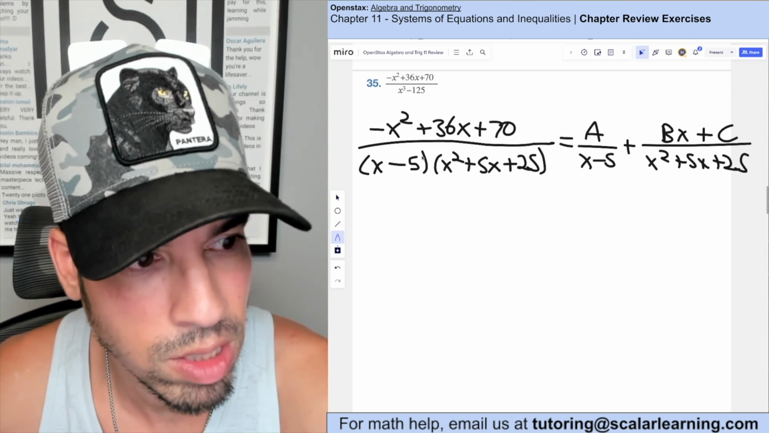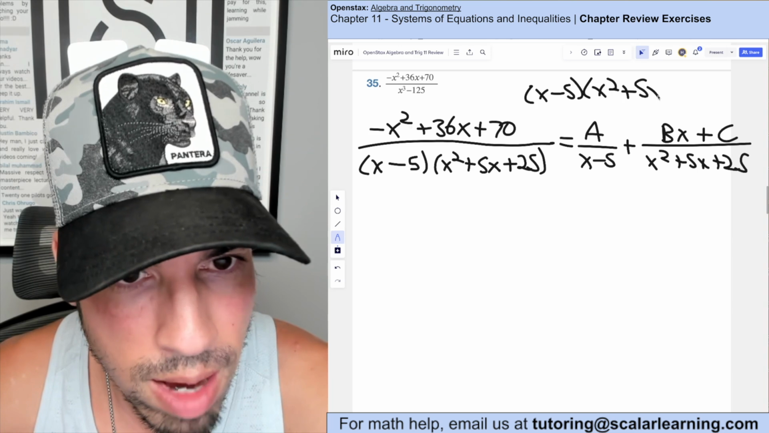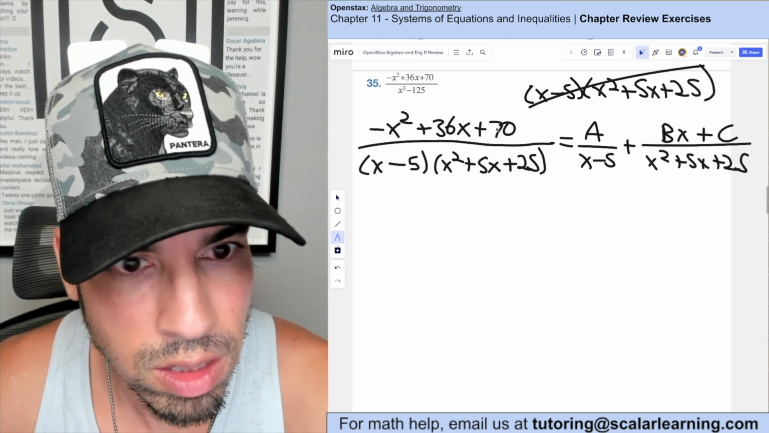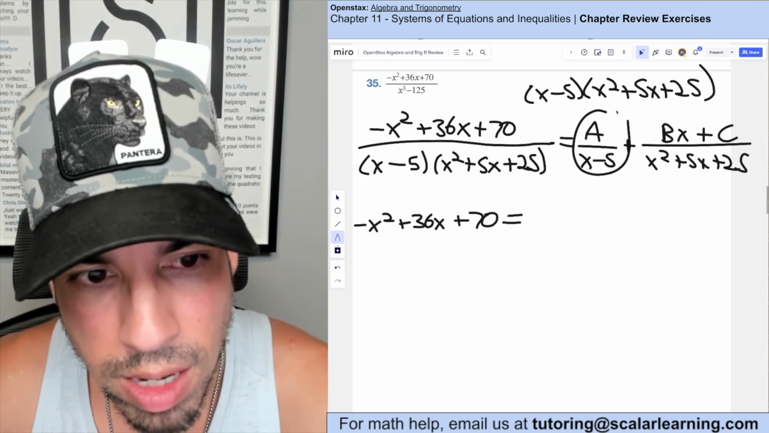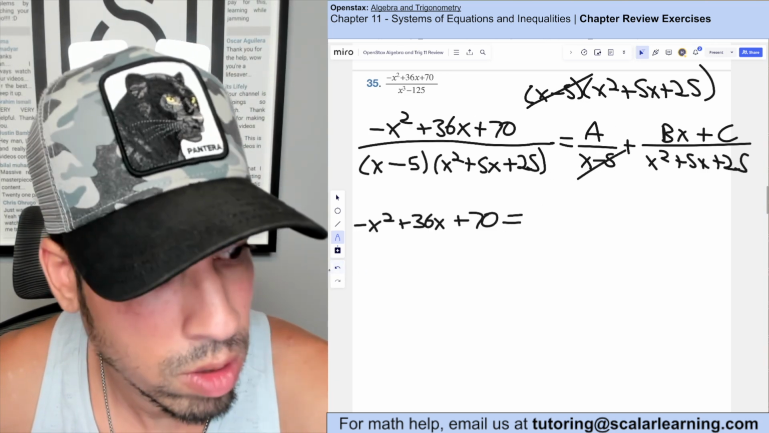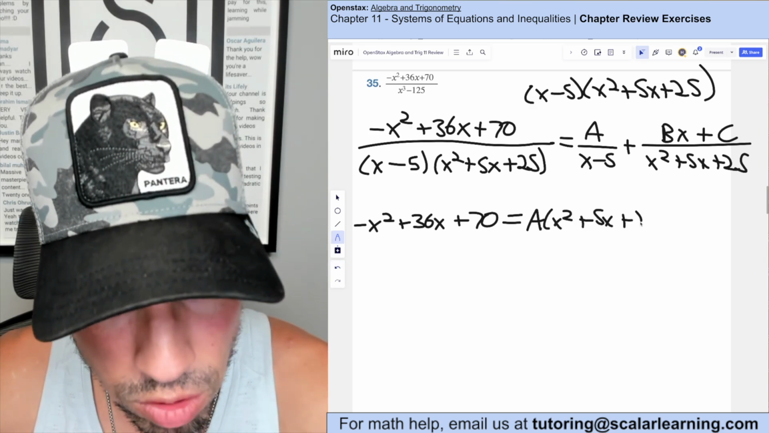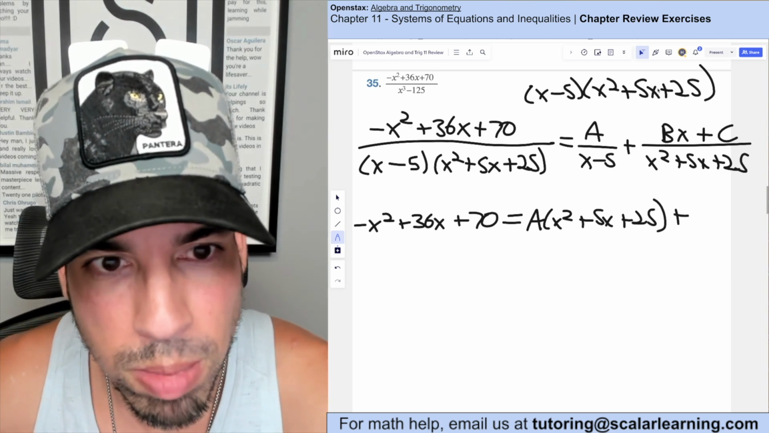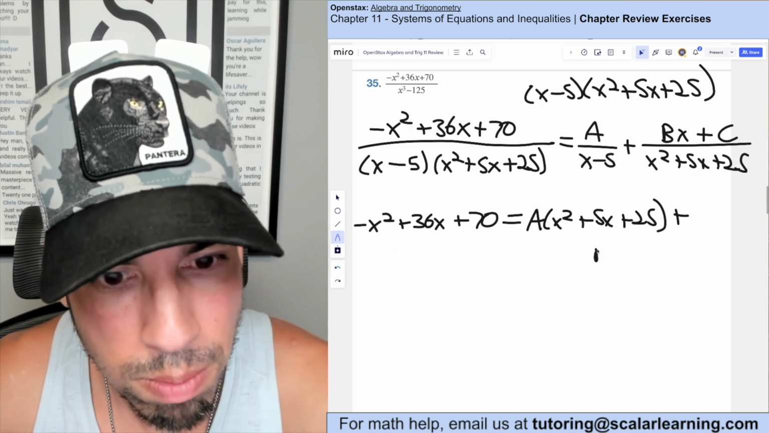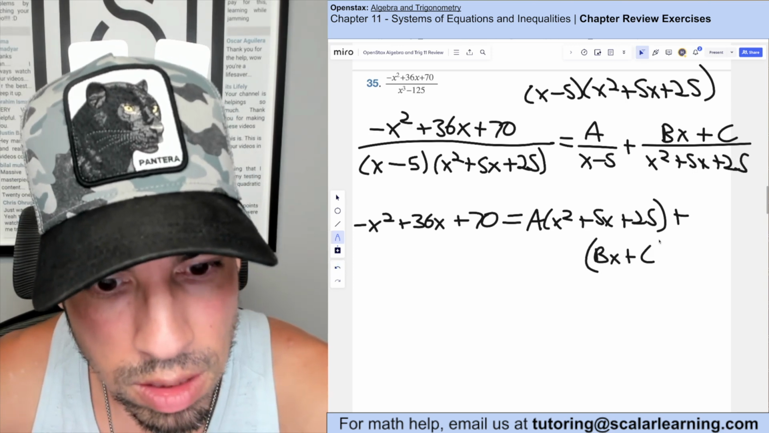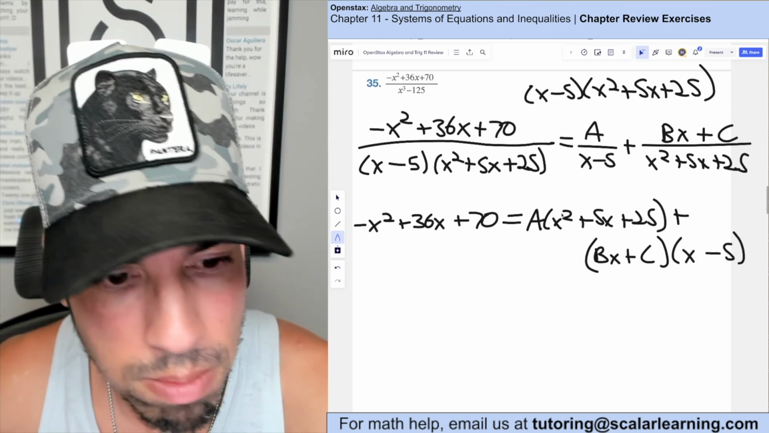Okay, now we're going to follow those same steps. We're going to multiply everything by this denominator, right? And what's going to happen on the left side is this is going to completely cancel out. So we're just left with that numerator. And then on the right-hand side, when we multiply this guy, these are going to cancel, and we're left with a times x squared plus 5x plus 25. And then when we multiply against this guy, these are going to cancel, and then we're left with bx plus c times x minus 5. Okay, there we go. Now let's simplify and solve for a, b, and c.